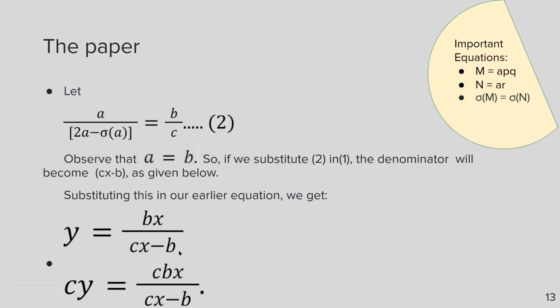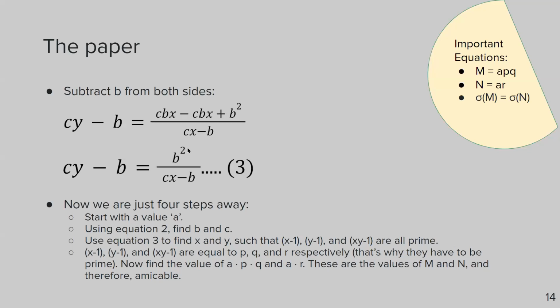Now let's multiply both the sides by C. So CY is equal to CBX by CX minus B. And now let's subtract B from both the sides. So we have CY minus B is equal to CBX minus CBX plus B squared by CX minus B. And this is equal to CY minus B is equal to B squared by CX minus B. And this is equation 3. Now we are just 4 steps away. Start with the value A.